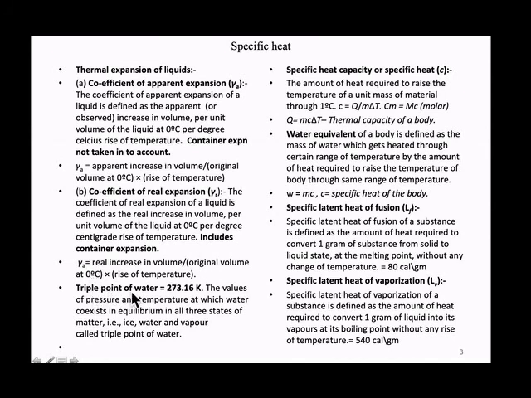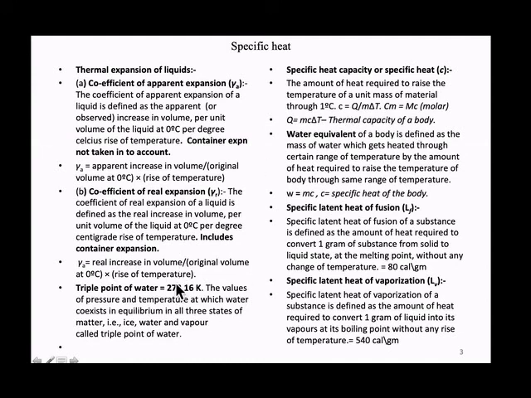So what is the triple point of water? Triple point is the SI standard fixed point of temperature, 273.16 Kelvin. It is the value of pressure and temperature at which water exists in three states: ice, water and steam. Pressure is around 0.06 atmosphere. So it exists in three states at the triple point.